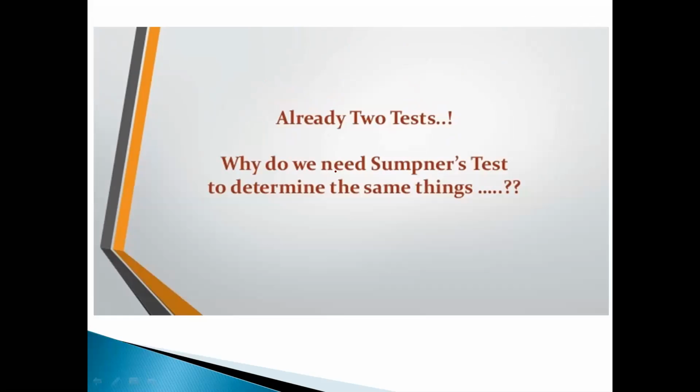So already we have two tests. Why do we need Sumpner's test to determine the same things? Same things means copper loss, core losses, equivalent circuit parameters, efficiency and regulation. The same things are obtained from Sumpner's test. Why do we need another test? Because in the two tests we get losses separately, not simultaneously.